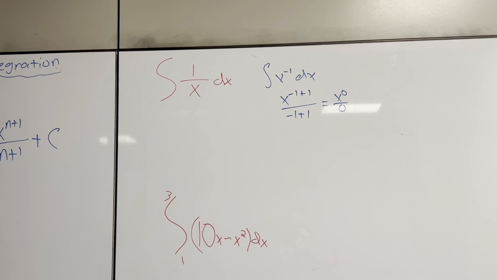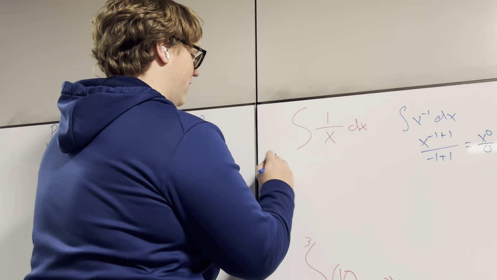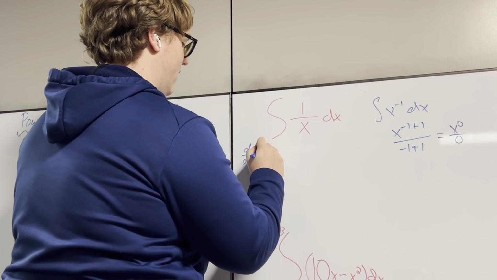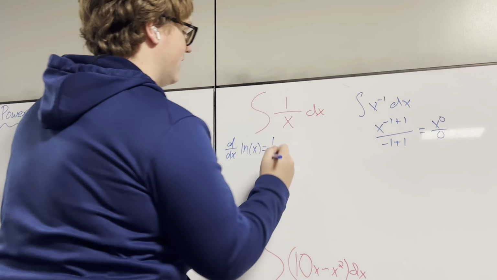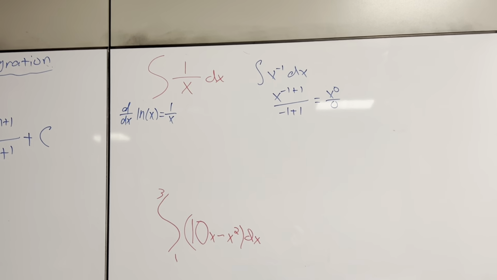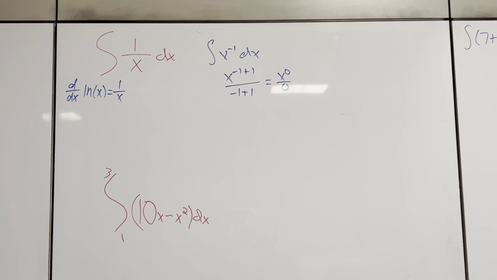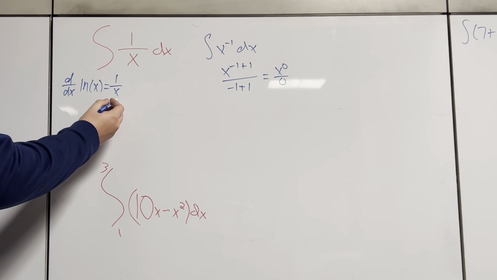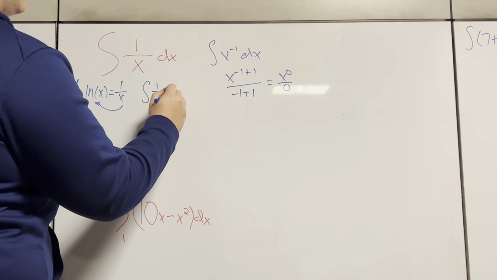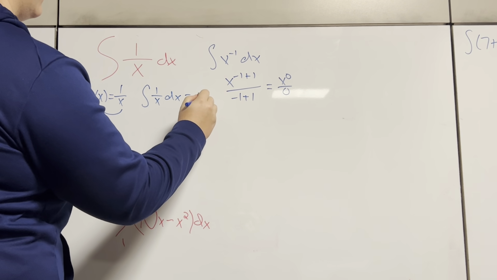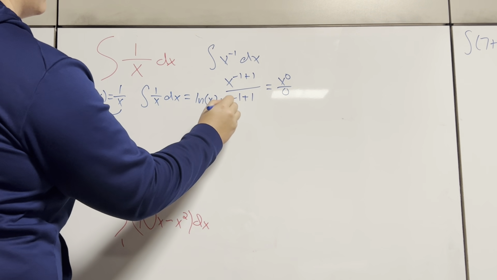But remember from derivatives that the derivative of the natural log of x is equal to 1 over x. So since that integral is an antiderivative, what we actually can do here is say, okay, let's work backwards. So the integral of 1 over x dx is equal to ln of x plus some constant c.